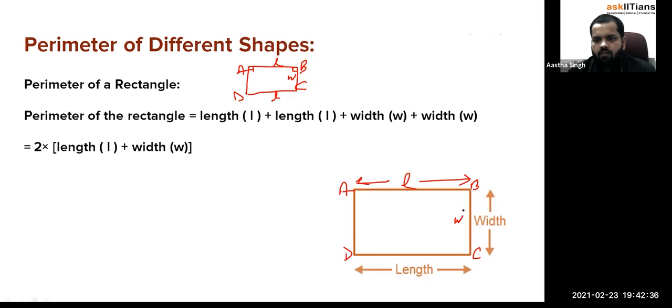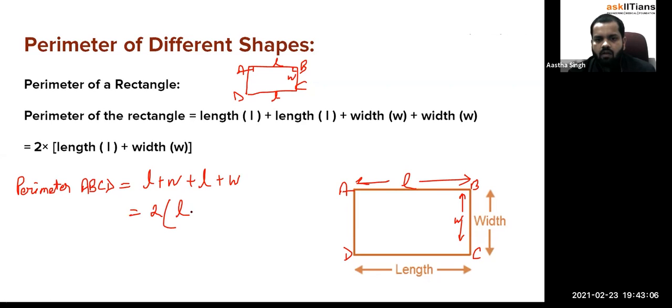BC is your width W. And CD is again your length. So basically, your perimeter ABCD is equal to L plus BC, which is W, plus CD, again L, plus AD, again W. So it is basically 2 times length plus width. Okay, I think you all have got the point.